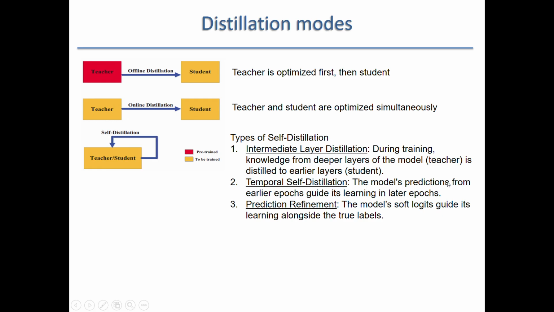And then temporal self-distillation. The model's predictions from earlier epochs guide its learning in later epochs. So the first epochs act as the teacher of the later epochs. Or it can be prediction refinement, where the model's logits guide its learning alongside the true labels.